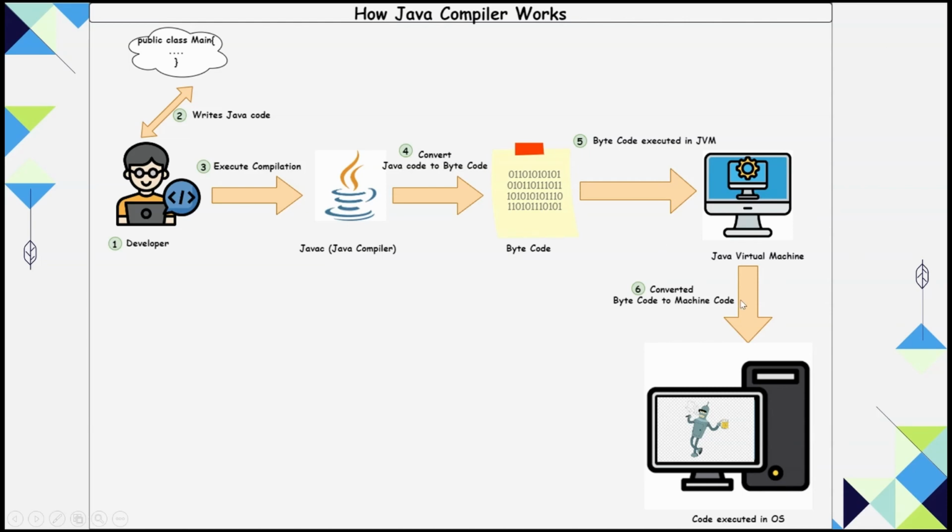From there, it converts the bytecode into machine code while it is running. The final code is executed in your OS. It could be a PC, it could be a Mac, it could be a washing machine, or it could be even space jets.